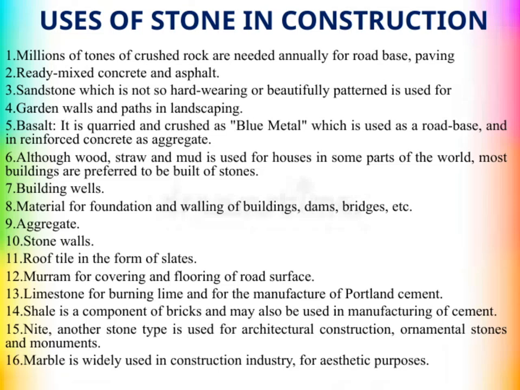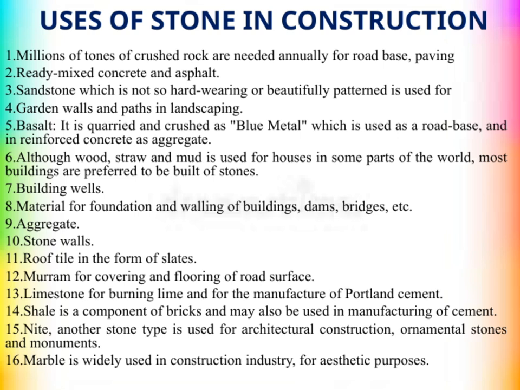Today, I want to talk about the various ways stone is used in construction. First, millions of tons of crushed rock are needed each year for essential materials like road base, paving, ready-mixed concrete, and asphalt. These materials form the foundation of our infrastructure. Sandstone, which isn't as hard-wearing or as visually striking as other stones, is often used for garden walls and pathways in landscaping projects. It's a practical choice for decorative yet functional outdoor features.